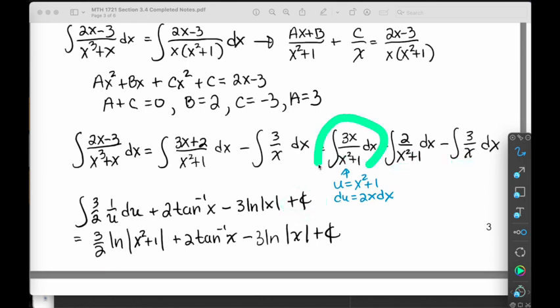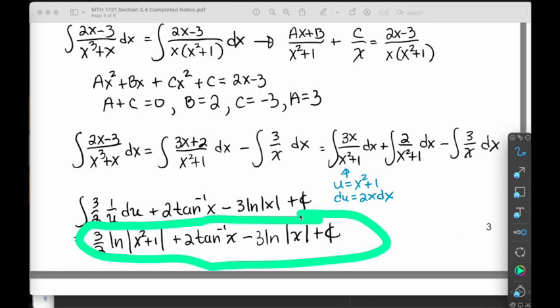I still have to integrate this because all I've done at this point is my u substitution. So when I integrate this, I get 3/2 natural log of u, and u we said was x squared plus 1. And then everything else I carry down. So this is my final answer.